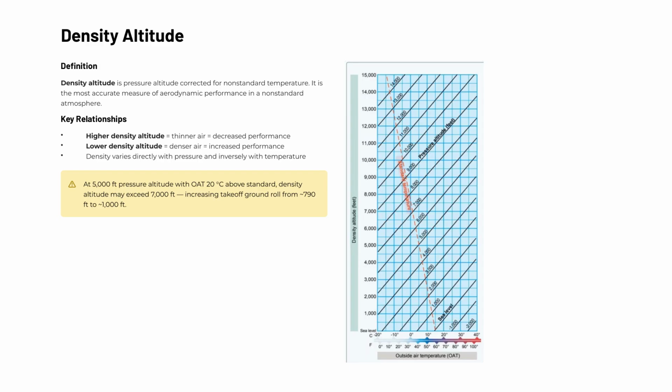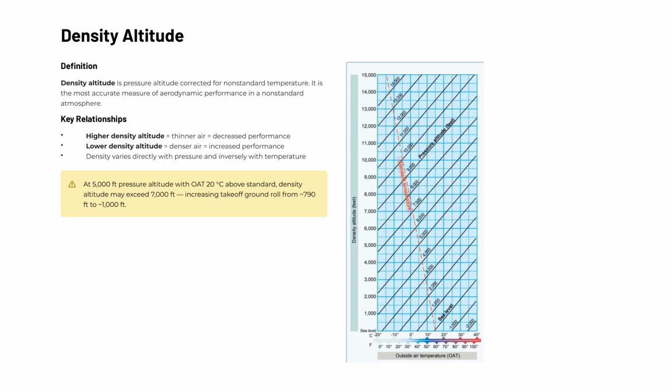Density altitude is one of the most critical concepts in aviation performance planning, and understanding it correctly can be the difference between a safe departure and a dangerous one. By definition, density altitude is pressure altitude corrected for non-standard temperature. It represents the altitude at which the aircraft's performance will correspond in a standard atmosphere, making it the most accurate measure of aerodynamic performance when conditions deviate from standard.